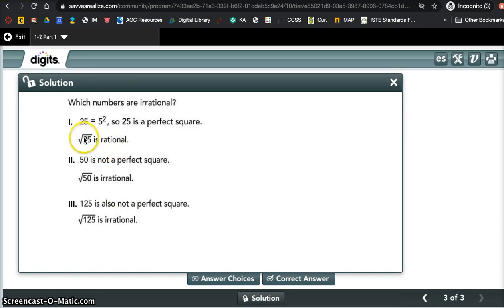All right, so the square root of 25 is 5, so it's a perfect square, and that's rational. The square root of 50 is not a perfect square, so it's irrational. And the square root of 125 is not a perfect square, so that is also irrational.